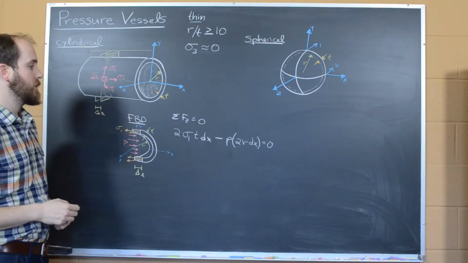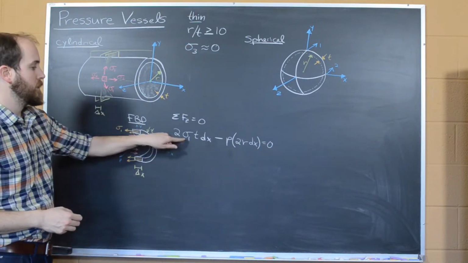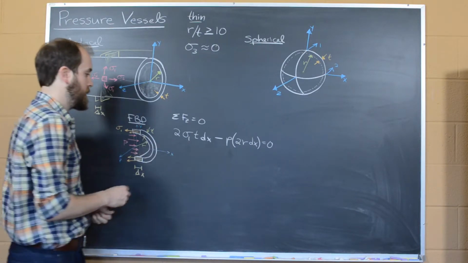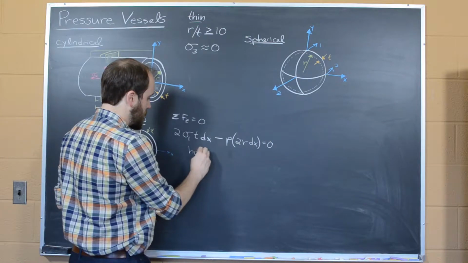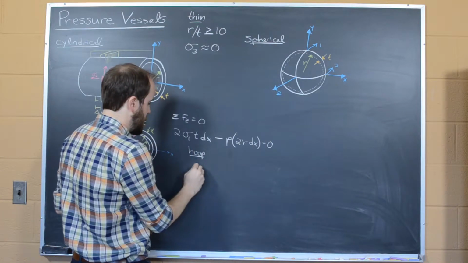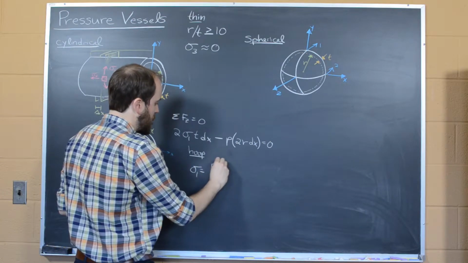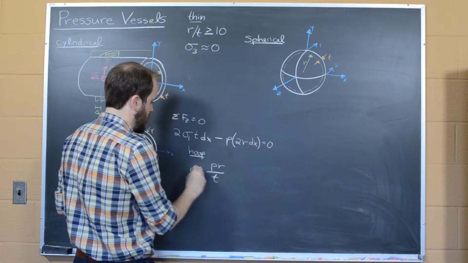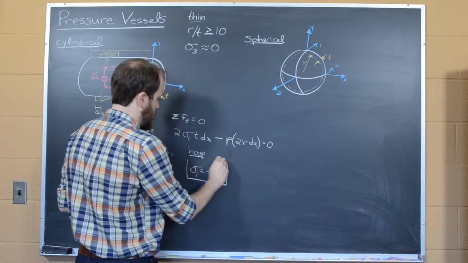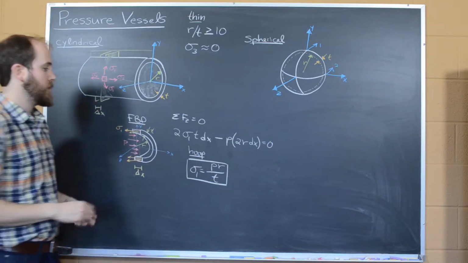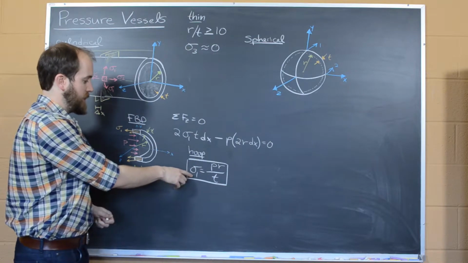When we do that, we can very quickly solve for our unknown, which is the stress in the one direction, the principal stress, sigma 1. This is our hoop stress, and we find that sigma 1 is going to be equal to P R over T. So that's pretty straightforward. This makes intuitive sense as well.